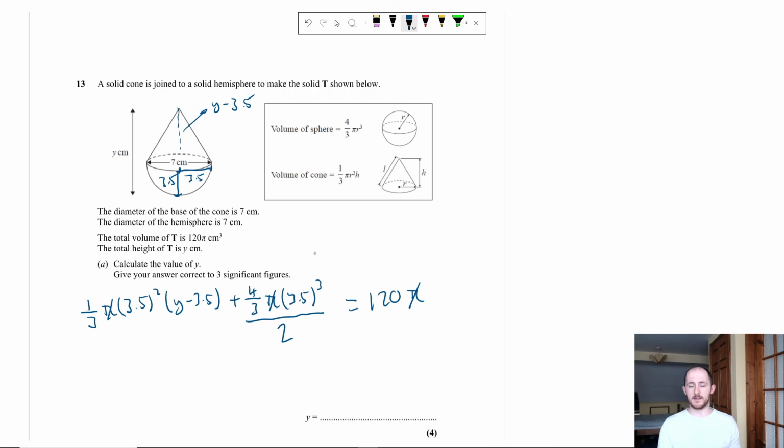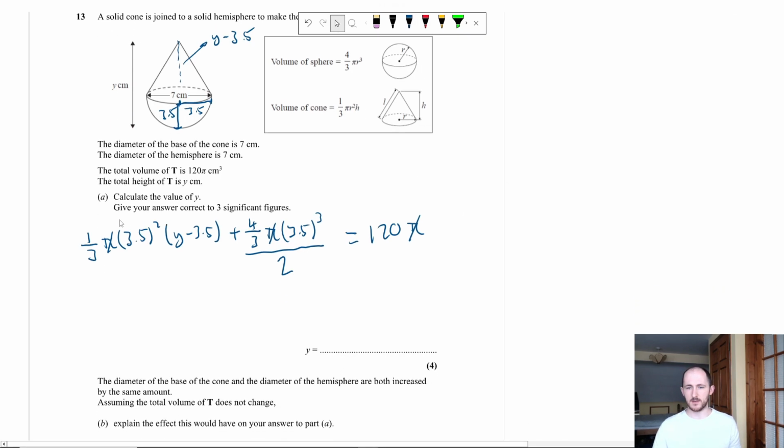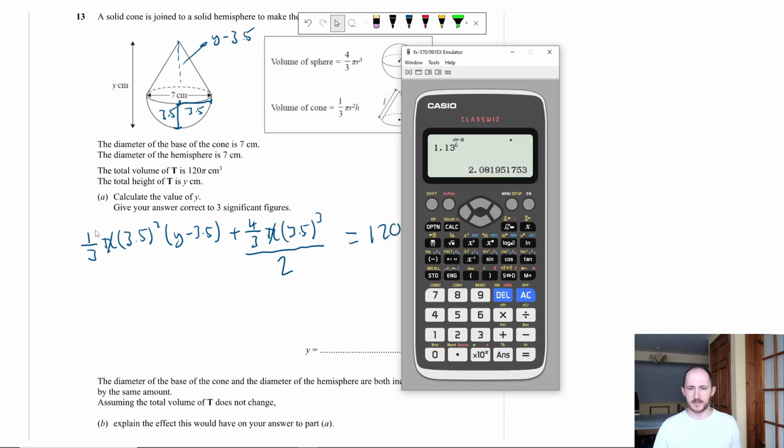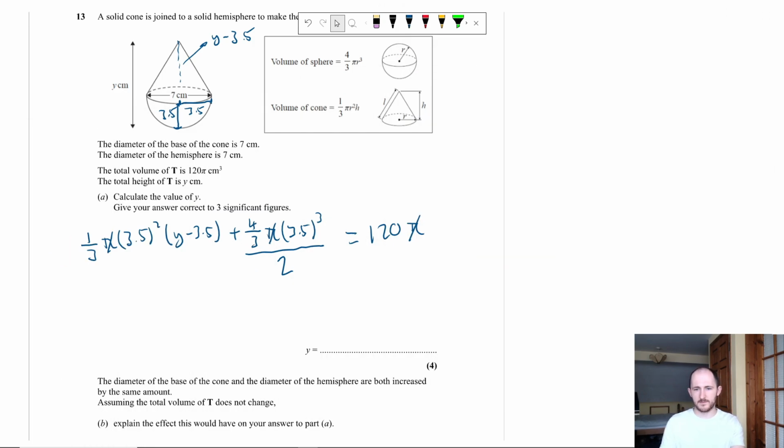And now I'm going to times out all of this stuff, so I'm going to do it step by step. So a third times 3.5 squared. I'm willing to bet this is going to give me a disgusting number, but let's just work it out. Okay, 49 over 12, that's fine. I'm going to do it in a few steps, but you can do this in fewer steps if you so choose.